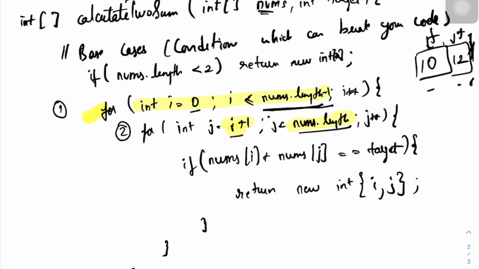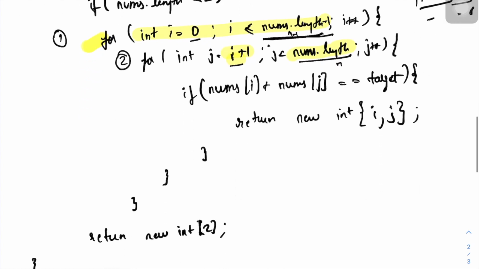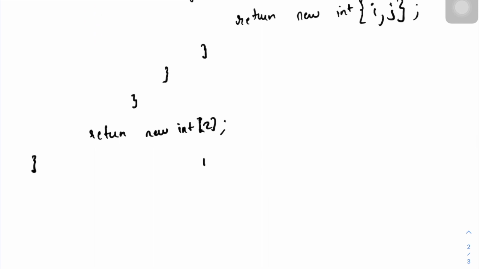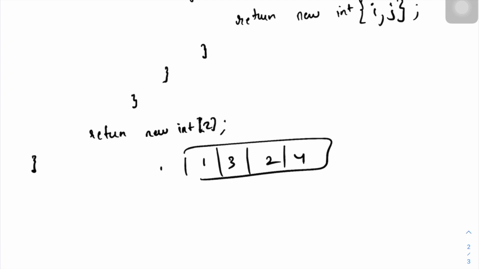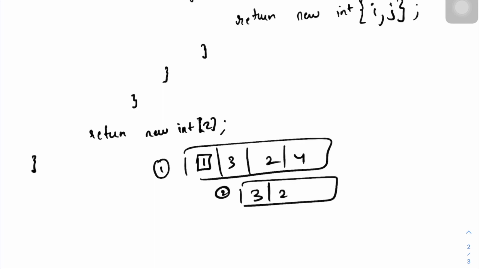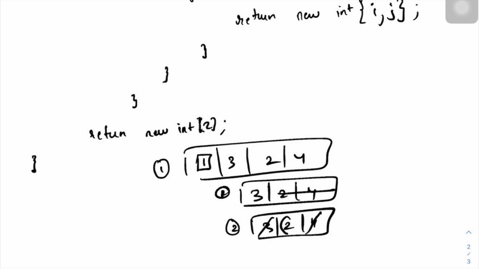If 1 3 2 4 is your array, in the first loop you are fixing this guy, and in the second loop, in the first attempt, you take this guy. In the second attempt, you discard these guys and you take this guy. In the third attempt, you discard these guys and select this guy.